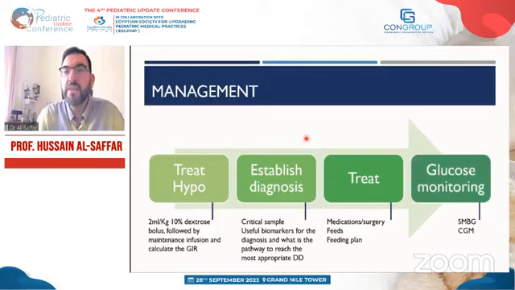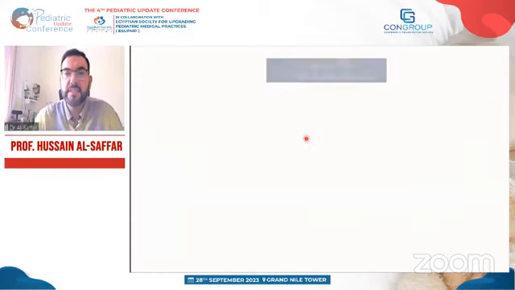And then in the management, there's an important aspect of glucose monitoring for those patients, to predict when hypoglycemia is happening or to prevent it, to see the pattern and to treat accordingly. That could be done either by measuring blood glucose the classical, traditional way, or by continuous glucose monitoring as technology advances these days.